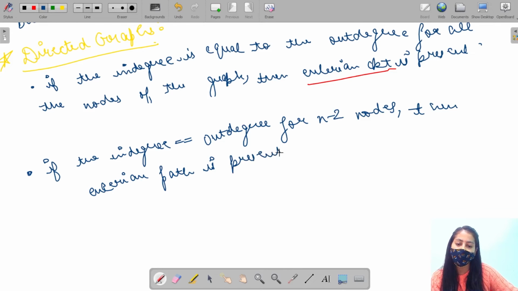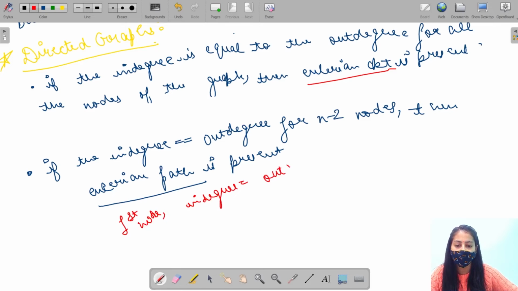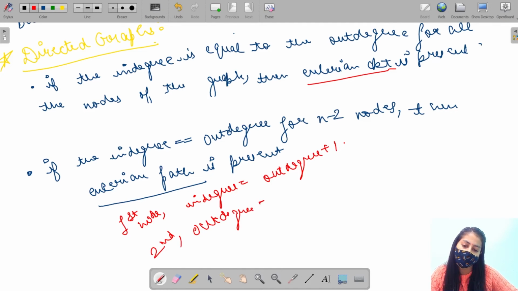Now for the circuit, all the nodes should have the same in degree and out degree, but in case of an Eulerian path, n minus 2 nodes must have the same in degree and out degree, and two nodes can differ. For the first node, the in degree can be more, that is, in degree can be out degree plus 1. For the second node, the out degree can be more, that is, out degree is in degree plus 1.